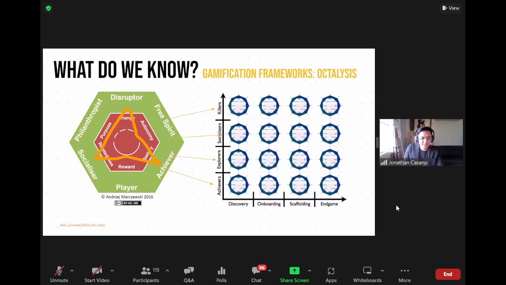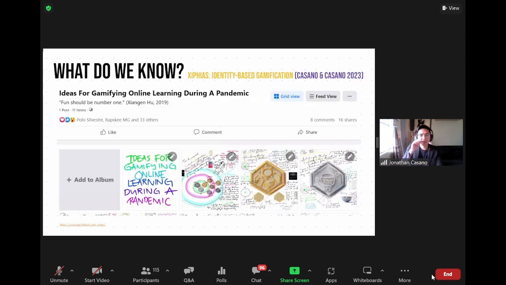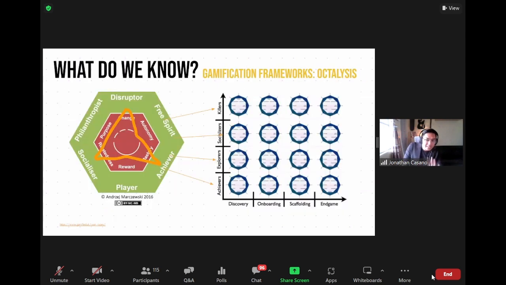And of course, it's always, as I think the term that they use is, as always a spectrum na you can be a disruptor and a socializer at the same time. Parang these are not on and off switches, but rather these are percentages that make the whole person. So just be aware of that. It's nice to be cognizant that this is not an on and off switch. Okay, so that's it. That's octalysis.